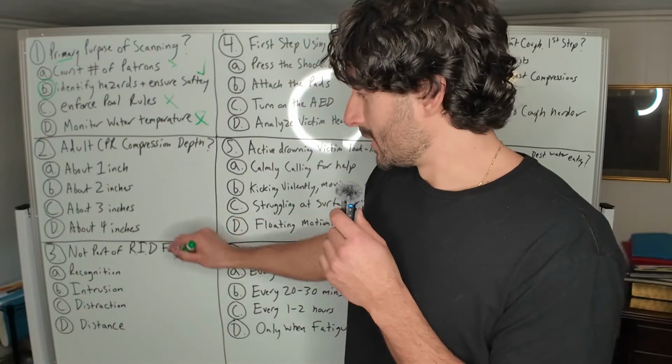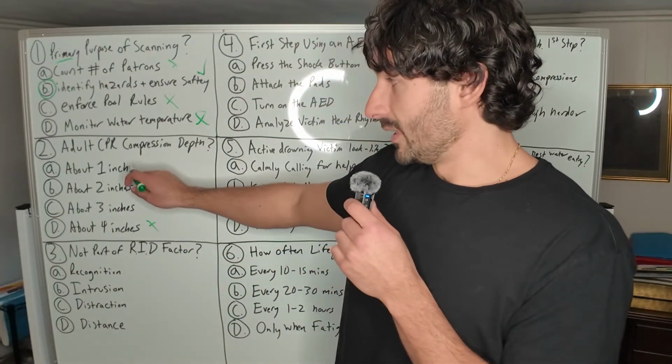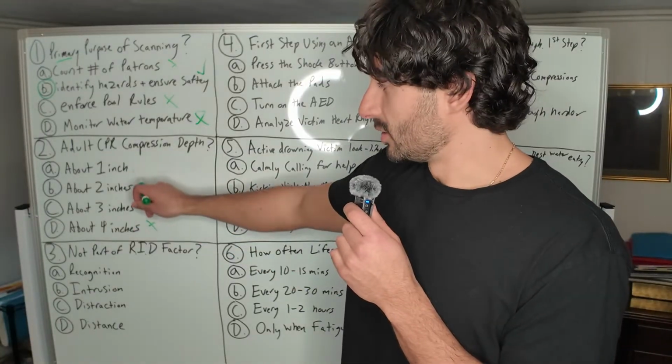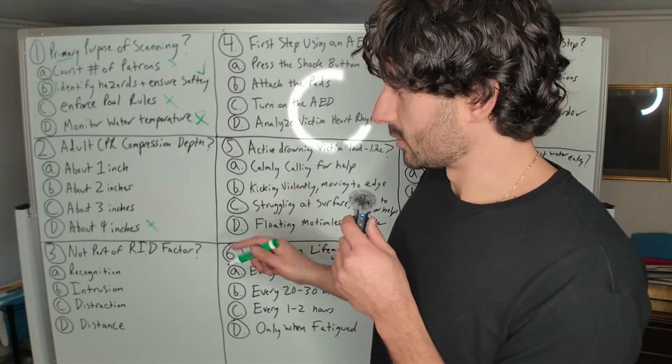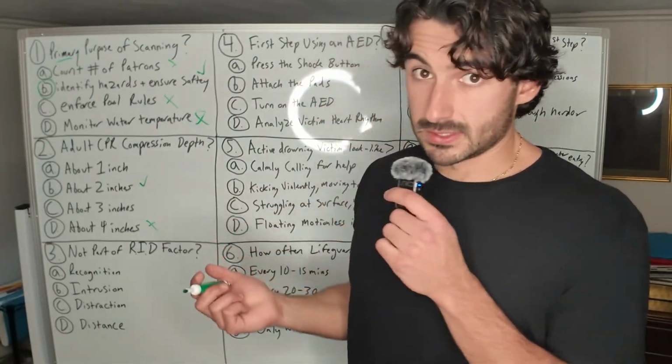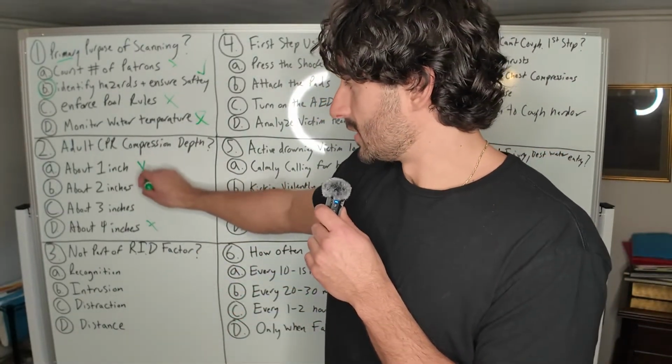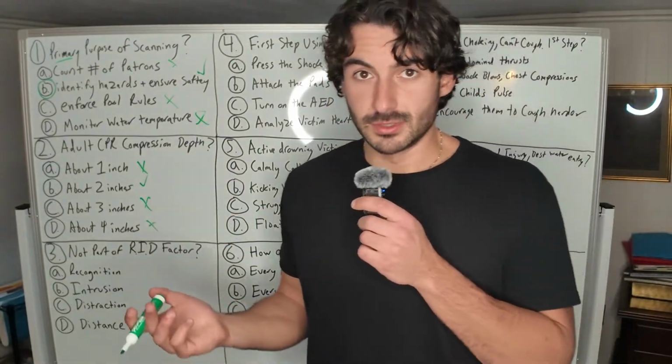You're going to break someone's ribs. So you can eliminate that. 1 inch seems right? 2 inches could also be right. And 3 inches could also be right. So in order for you to get this question right, you're going to have to study. It's 2 inches. This is one of those things that will be available to you during the course.